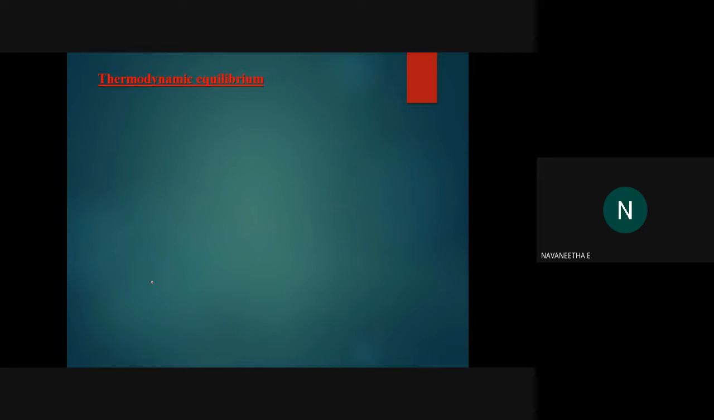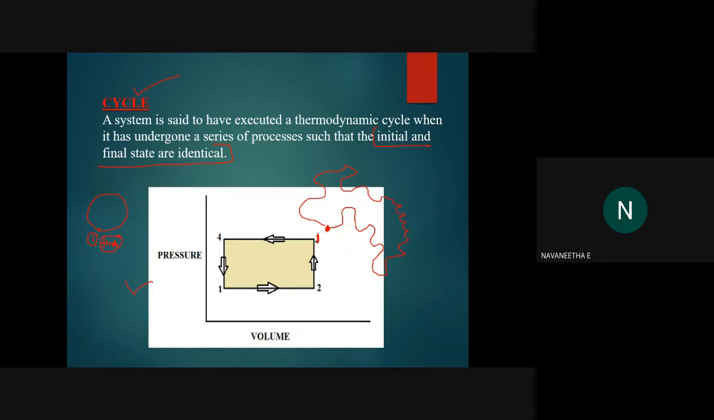The next one is thermodynamic equilibrium. What is meant by equilibrium? What does the equilibrium condition state? A balanced state is called equilibrium. Simply we can say that balanced state is called equilibrium.